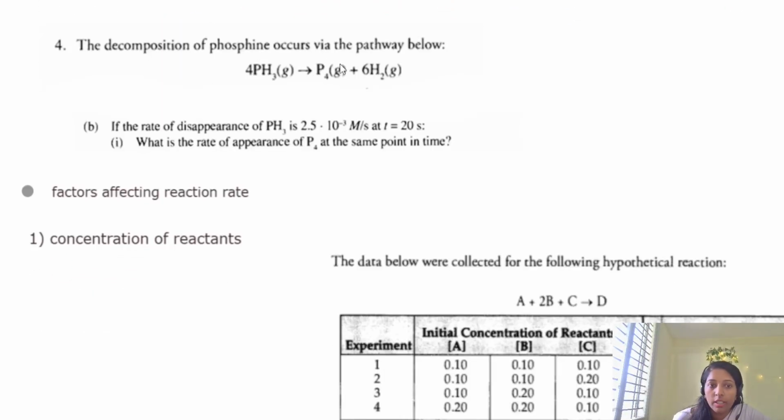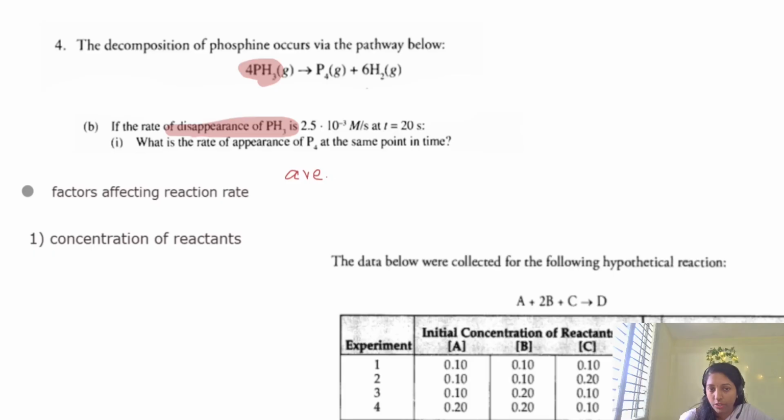Decomposition of phosphine occurs via the pathway given below. Okay. So see, 4 PH3 is reacting and we get only 1 P4 and 6 H2. Okay. So if the rate of disappearance of PH3 is 2.5 times 10 to the power of minus 3 molar per second, what is the rate of appearance of P4 at the same time? You can do it in a simple way. When 4 moles react, we get only 1 P4. So if 2.5 times 10 to the power of minus 3 is the disappearance rate, then the appearance rate will be one fourth of that, right? You can think in a logical way like that, or we can think using the equation.